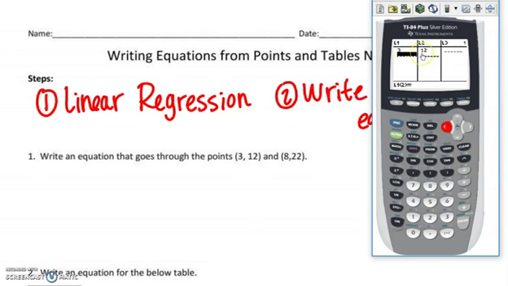So 3, 12, and then 8, 22. Perfect. Then we go to stat, over to calculate, and then down to linear regression. We hit enter, all the way down to calculate. We hit enter, and we get our equation.